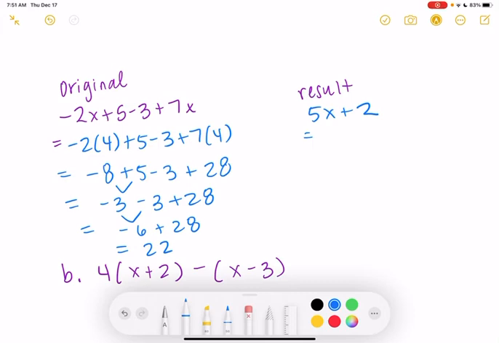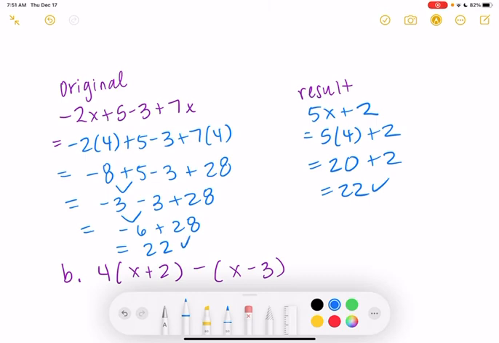And now let's go ahead and plug in 4 for our result. So we would have 5 times 4 plus 2. This one's way easier, right? Way shorter. We would have 5 times 4 is 20 plus 2 equals 22. Did we get the same thing? We did. Okay, so we got 22 and 22, so that means that we did it correctly.